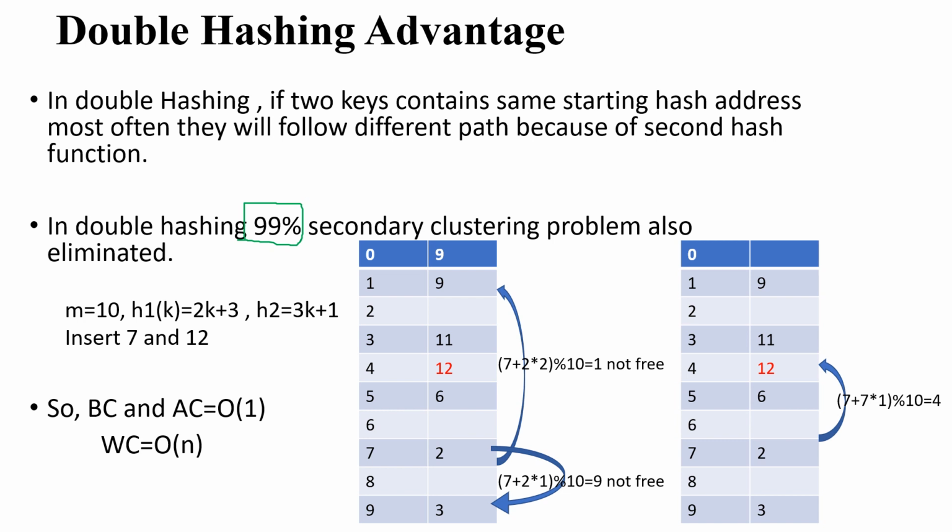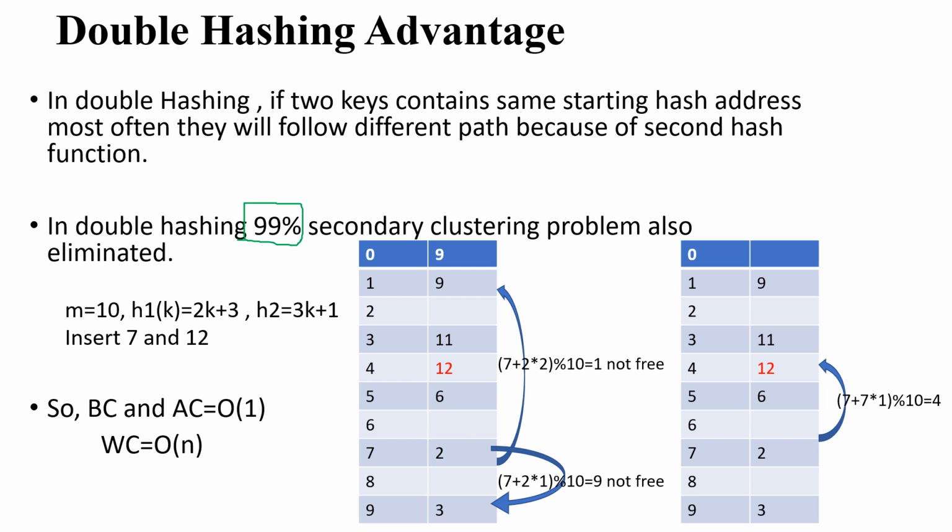Double hashing: here the hash is different. Previously, in linear probing and quadratic probing, you used an i value: in linear probing i is incremented by 1, and in quadratic probing i is incremented by its square. But you were working with a single hash function, and for that reason you get the clustering problem.